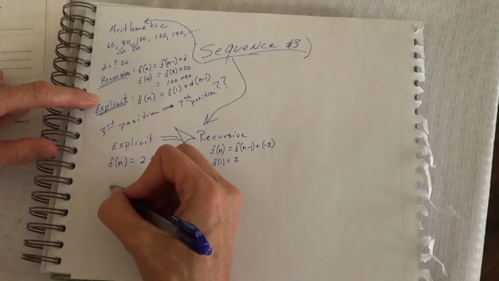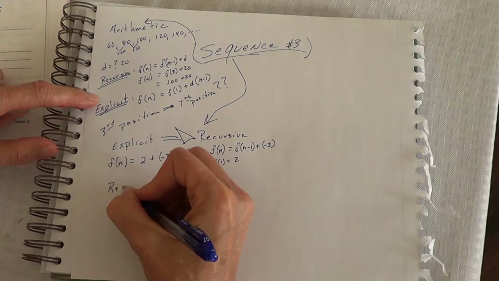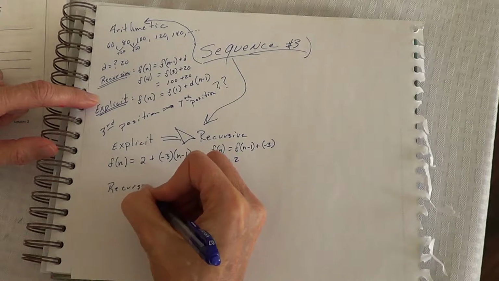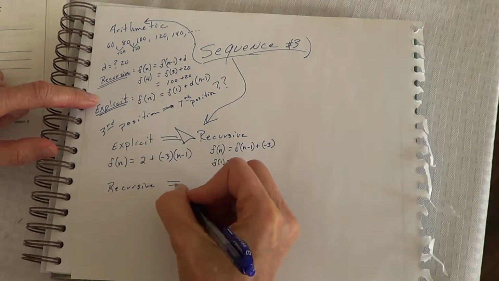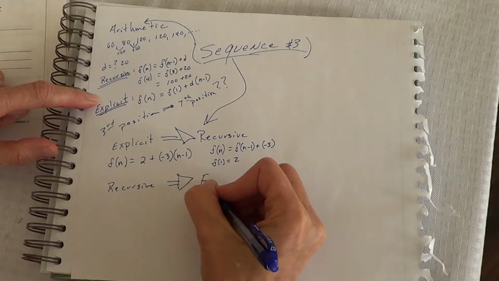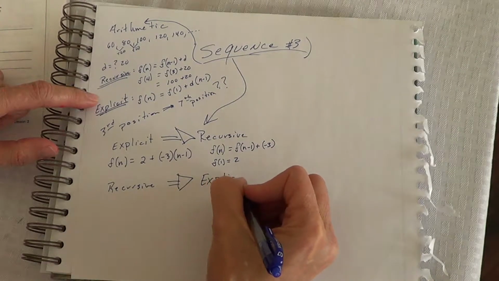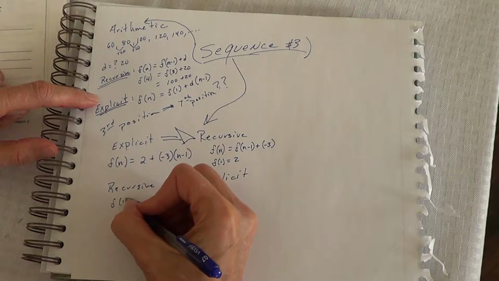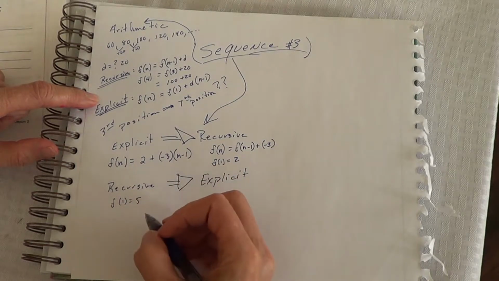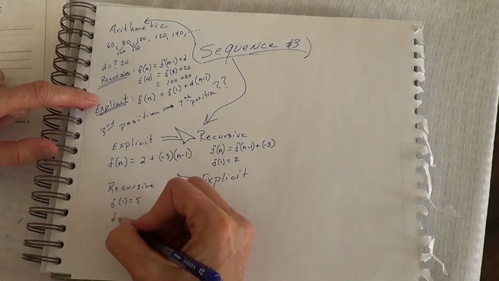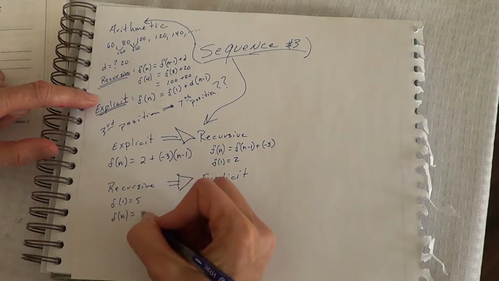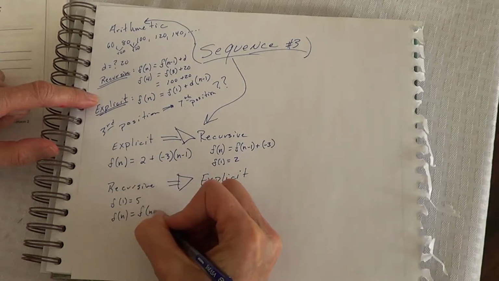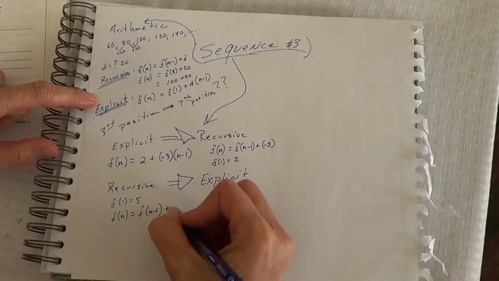Now let's say that I give you the recursive and I'm asking for the explicit. So in recursive, again, I have to define my first term. Let's say it's 5. And here's my recursive formula. F of n equals f of n minus 1 plus 12.